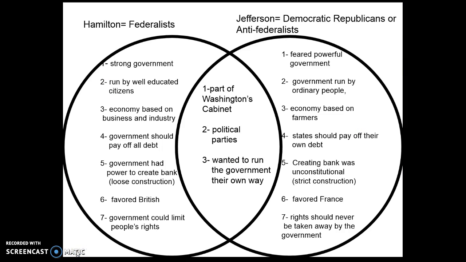So you can see the differences shown here again, but the major similarity is that Washington includes both Federalists and Democratic Republicans or Anti-Federalists in his parties. They're both political parties, and they want to run their government the only way. But this will create our political system that we know today. Washington didn't believe in political parties, but during his tenure of office, they will be created.